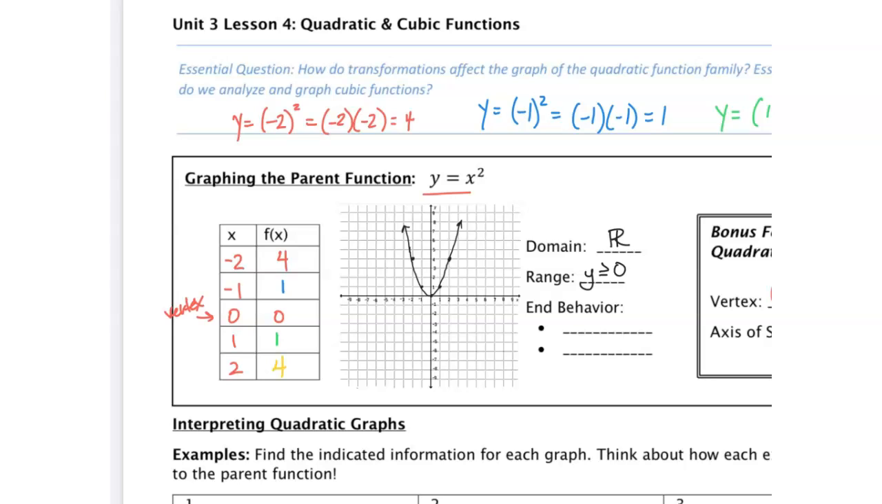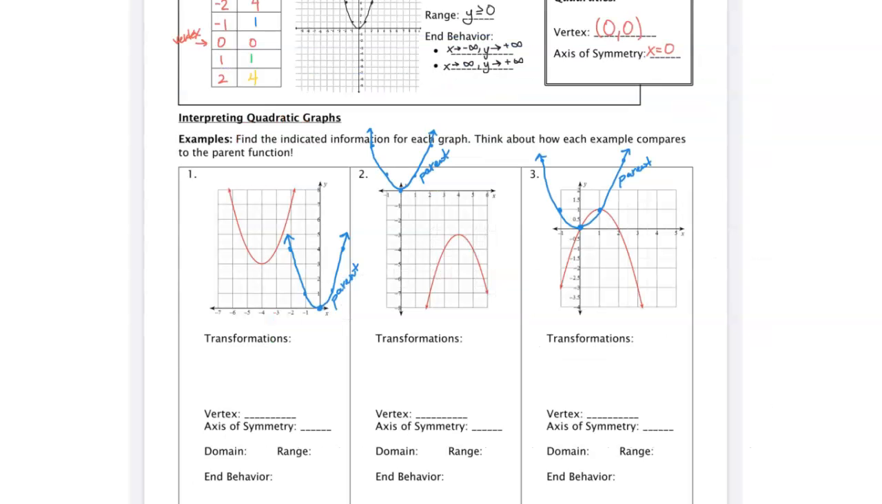As for our end behavior, as x is going towards the left, so as x is going towards negative infinity, our graph is going up, so y is going to positive infinity. As for our right end behavior, as x is going towards the right, towards positive infinity, our graph is going up, so y is going towards positive infinity. As we proceed, we're going to interpret some quadratic graphs.